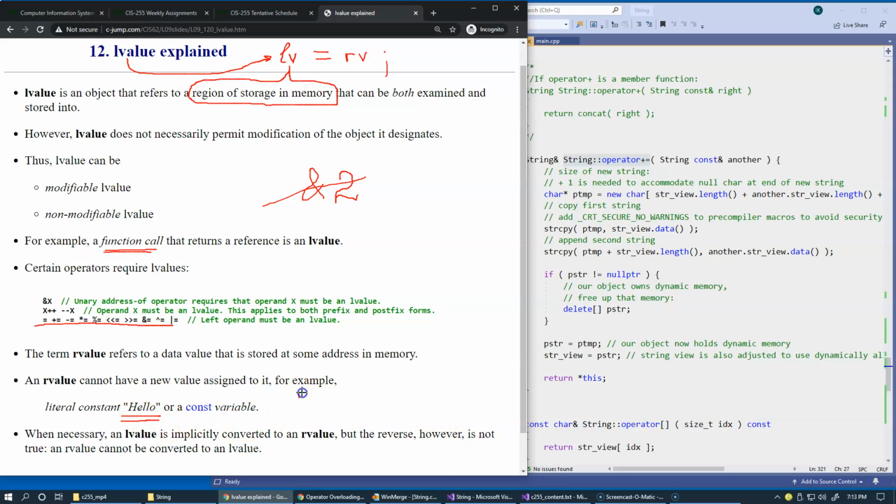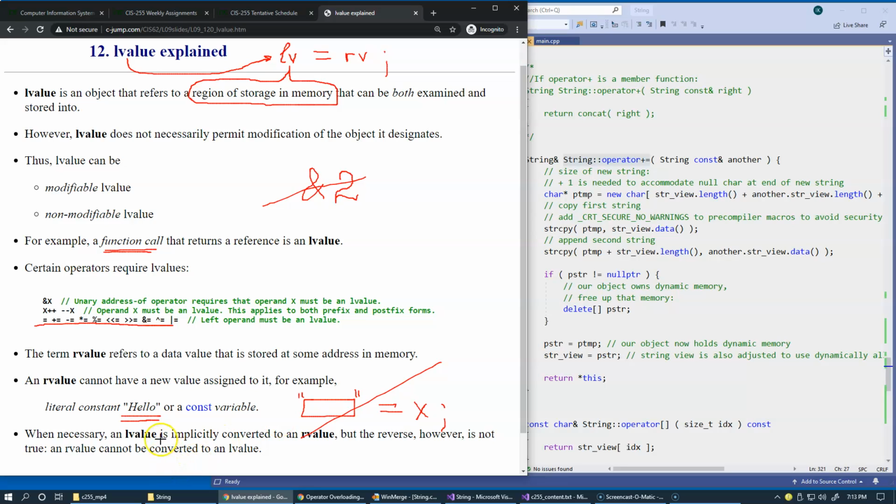So if I have my string, I use these double quotes, and I have some sort of string. It can never be used like this, right? It can never appear on the left-hand side of the assignment, because this is constant. It just doesn't make sense. So this is wrong, and that's why things like this can be considered right-hand side values only.